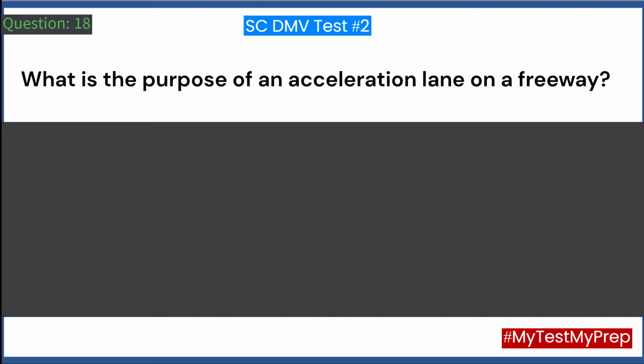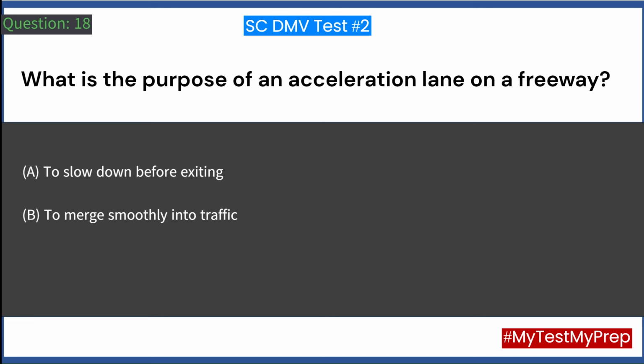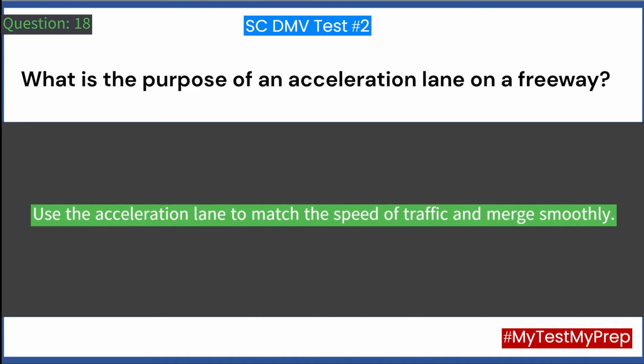What is the purpose of an acceleration lane on a freeway? A. To slow down before exiting. B. To merge smoothly into traffic. C. To park and rest. Answer, B. Use the acceleration lane to match the speed of traffic and merge smoothly.